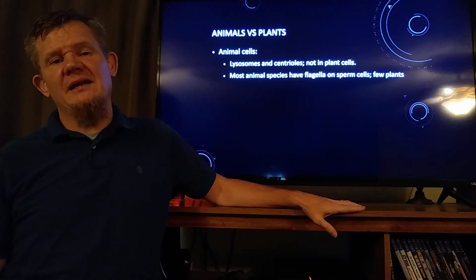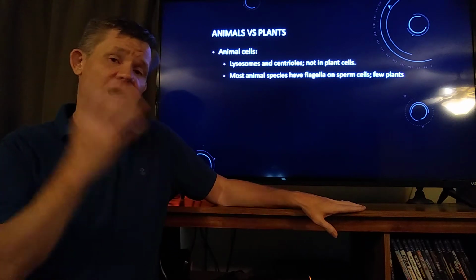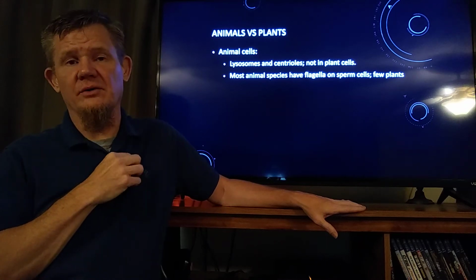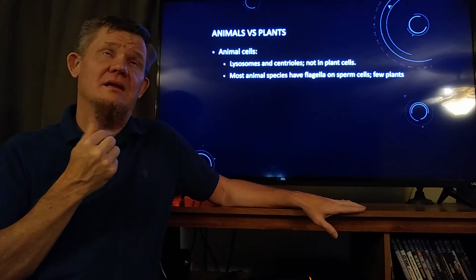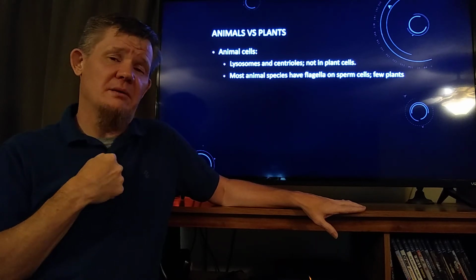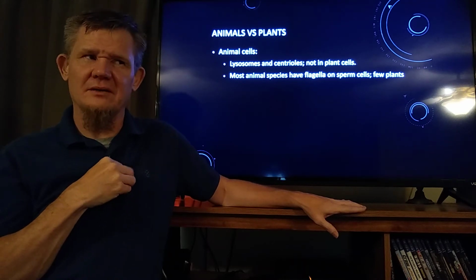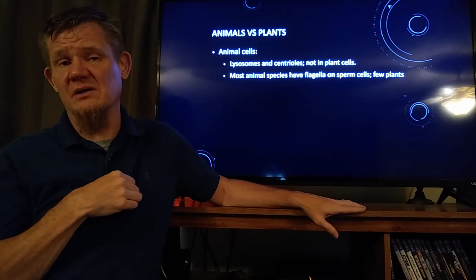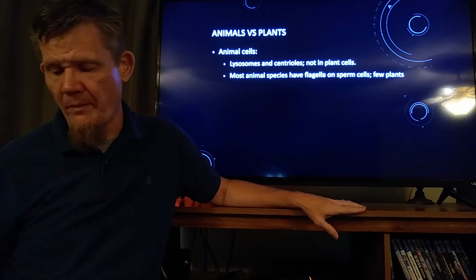Another difference between plant and animal cells is that animal sperm cells have a flagellum on them, and most plant cells don't. And to be fair, the only plants that have a flagellated sperm, as in it's got a tail on it, are mosses. And aside from that, maybe ferns, but I don't think there are any plants besides mosses that have a flagellated sperm. It's kind of a big deal.